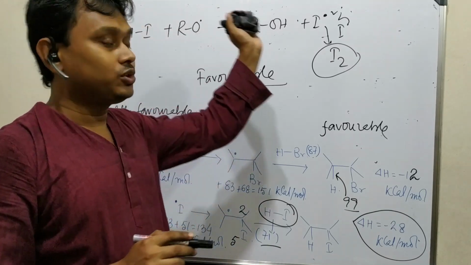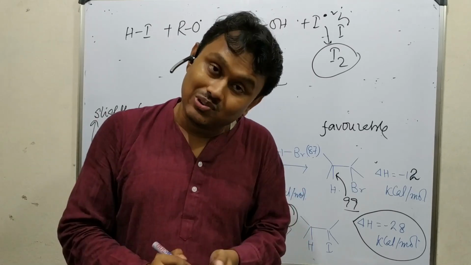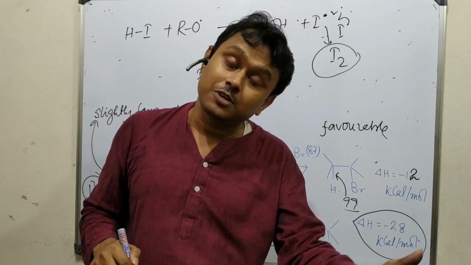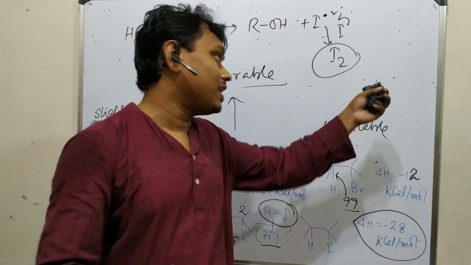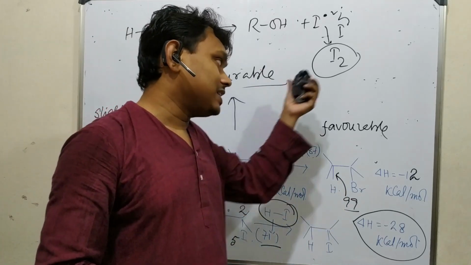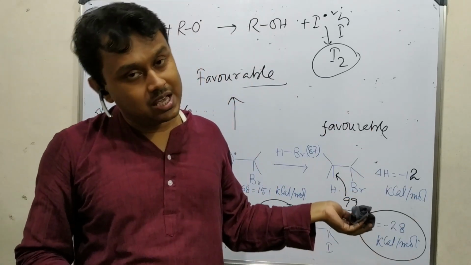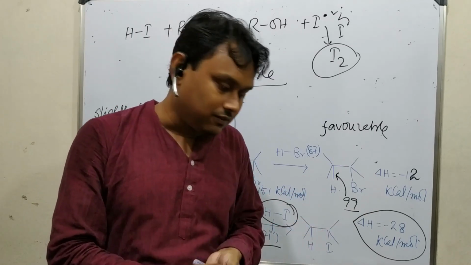So what you have learned today: Anti-Markovnikov's rule, the effect of peroxide, what type of peroxide is used, how this peroxide produces radical, why this reaction is a chain reaction, which means that a small amount of peroxide is adequate to carry out this process, and finally the energy calculation for HBr addition selectivity, or preference, you can say. This is what we have learned.